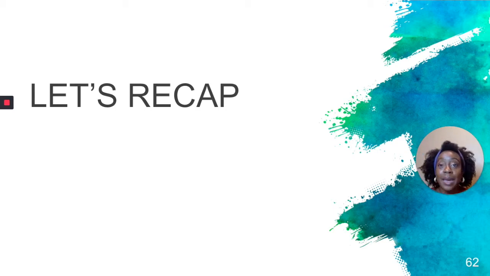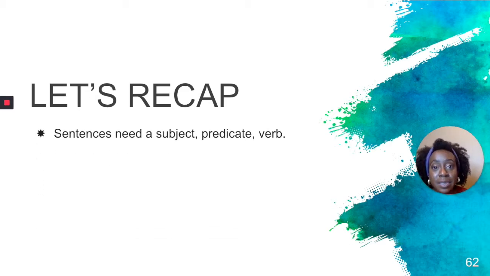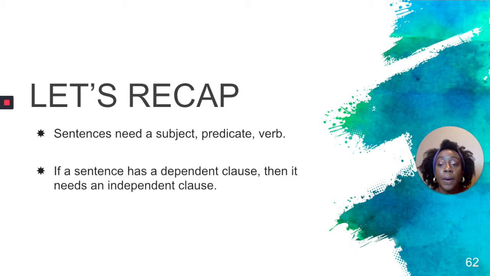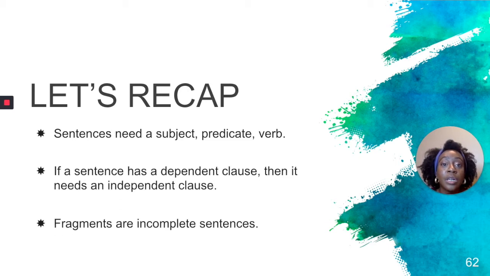Now that you're back, I hope you had enough practice with distinguishing sentences from fragments. So let's do a recap. Sentences are complete when they have a subject and a predicate with a verb, and if they're a dependent clause, they need to have an independent clause. Fragments are incomplete sentences.